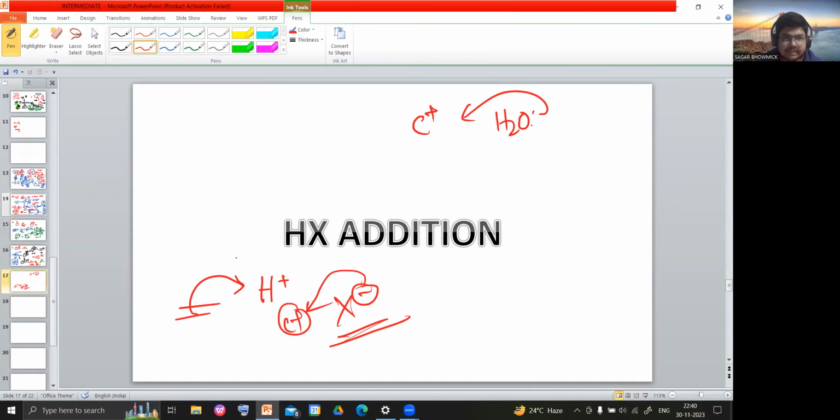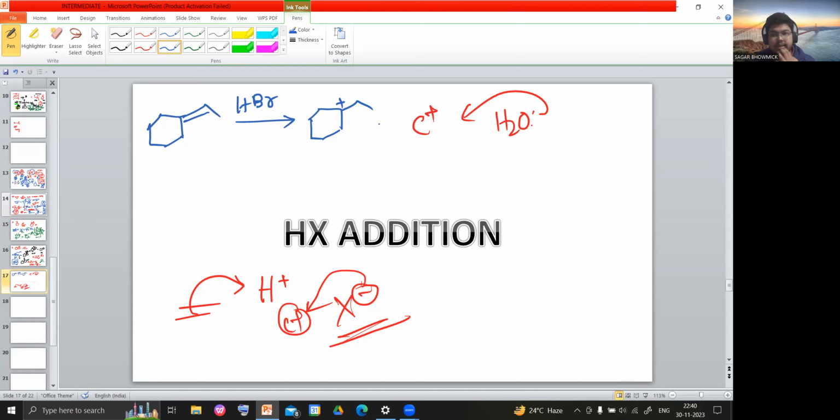So here are some simple problems. One or two simple problems I'm discussing, and after that, there is the advanced case also. For a simple question like this alkene with HBr, first you have to make the carbocation. So you have to make the more stable carbocation. This is the more stable carbocation.